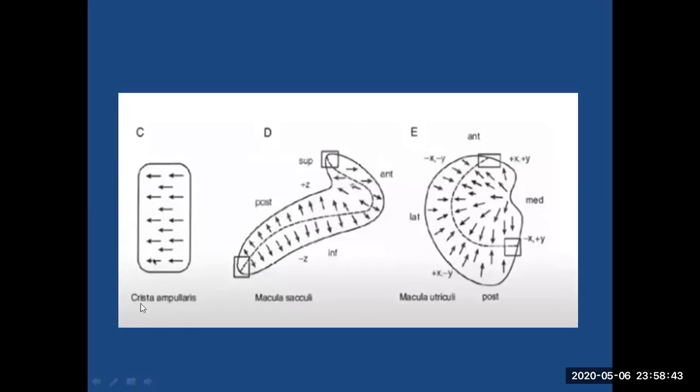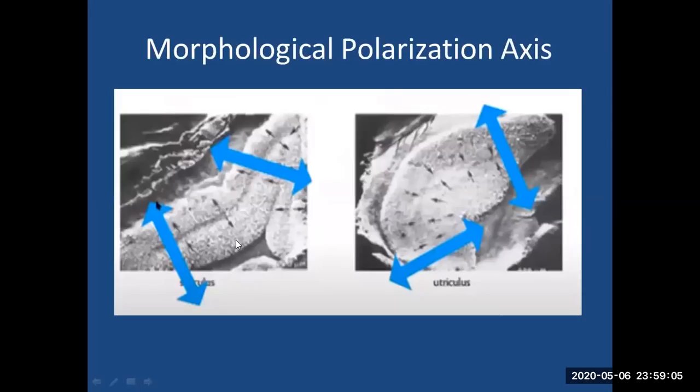When it comes to the crista ampullaris, the ampulla is the dilated part of the semicircular canal, and this part is the macula of the saccule and the utricle. You can see the pattern of arrangement around the striola. If it is directed away, it is in the saccule. If it is directed towards the striola, it is in the utricle. So this is the polarization axis.